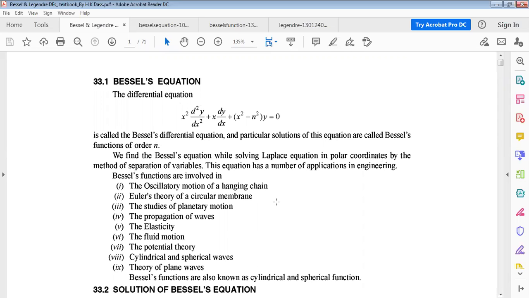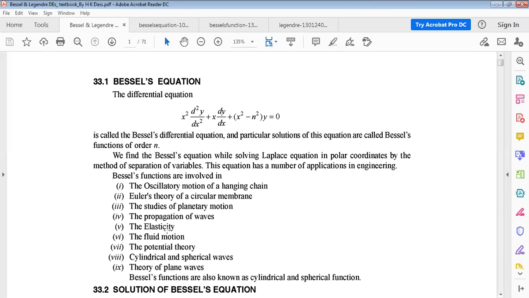This equation has a number of applications in engineering. There are about 9 applications in which Bessel functions are involved. The solution of this differential equation is called Bessel function of order n. Remember it. The applications are: the oscillatory motion of a hanging chain, Euler's theory of the circular membrane, the studies of planetary motion in the universe, and the propagation of waves. Actually, we are using waves. You are hearing my words, and we are hearing your words. This is the propagation of waves.